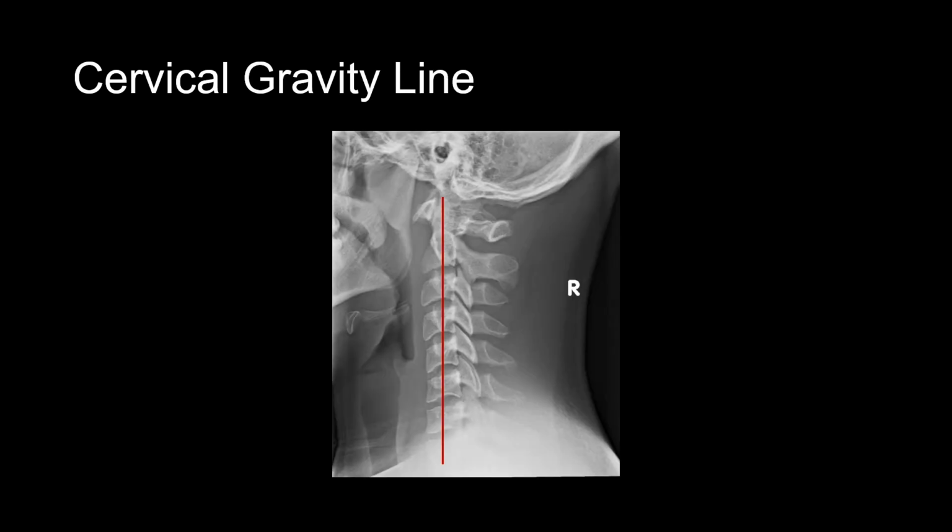The cervical gravity line is drawn from the tip of the dens, and it's supposed to pass through the C7 vertebral body. In this case it does, but it's also because this neck is very straight. Even with the lordosis it should still pass through about the anterior third of the C7 vertebral body.